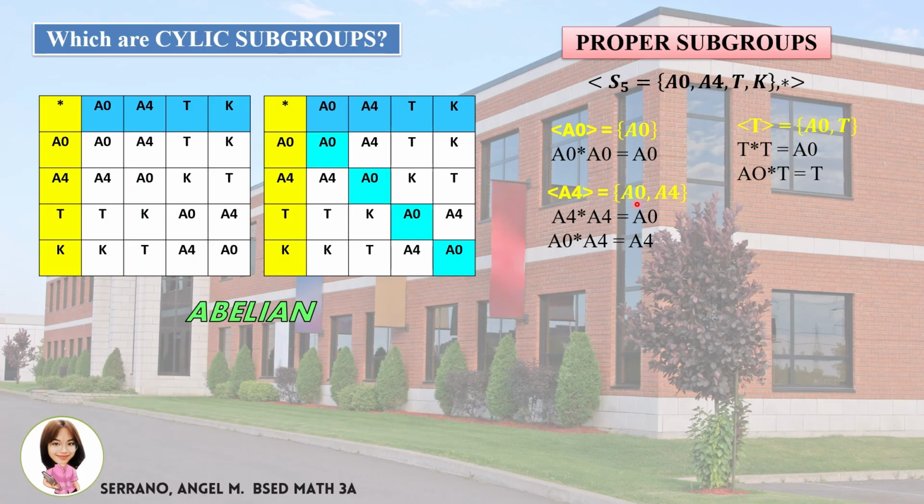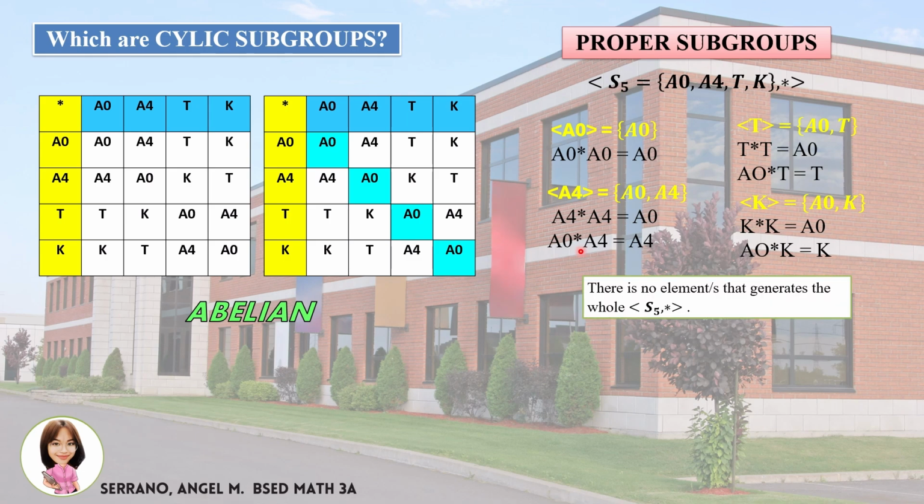Then next we have the elements generated by T, we have A0 and T, so it is also not a generator of S sub 5 since it didn't generate the entire group of S sub 5. And then lastly, we have the elements generated by K, which are A0 and K, and it's also not a generator of S sub 5.